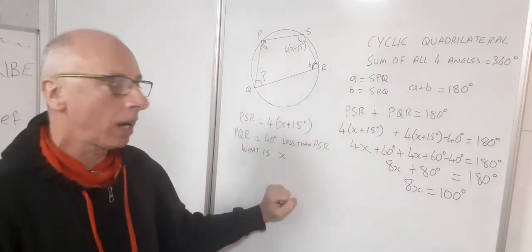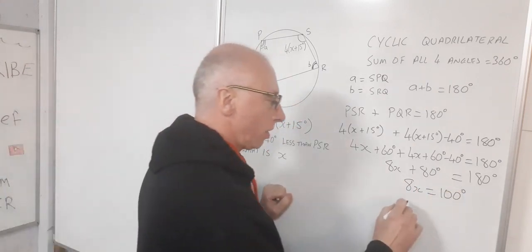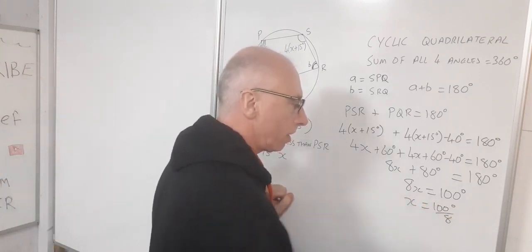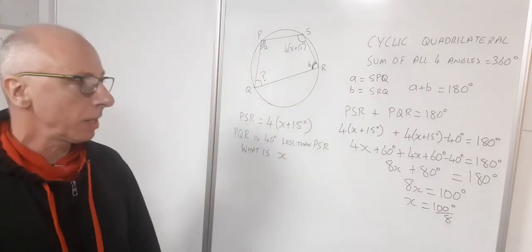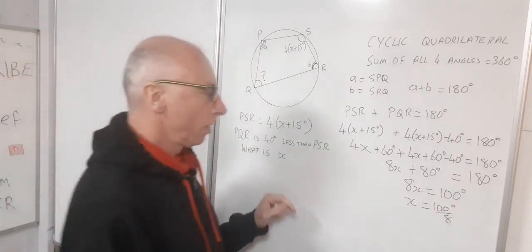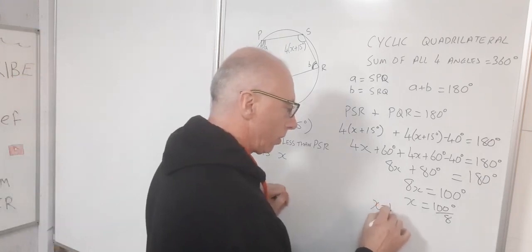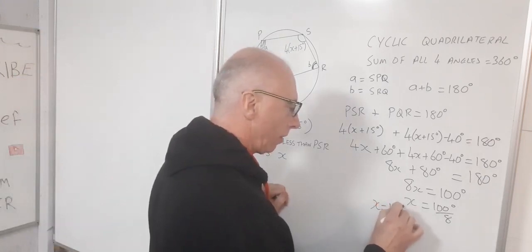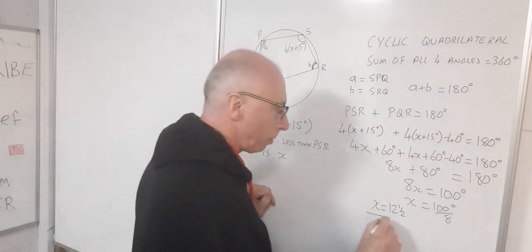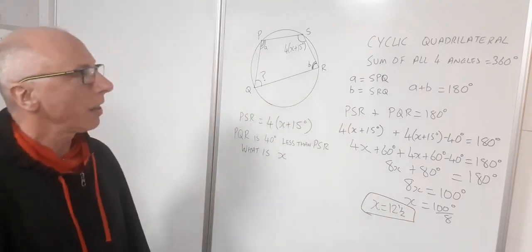Okay, well now just divide both sides by 8. So now x equals 100 over 8. So 100 divided by 8, that will give you 12.5. So therefore x equals 12.5. Well, it's not degrees, it's just 12.5. It's just a value of a variable. So x equals 12.5. And that'd be a good place to stop.